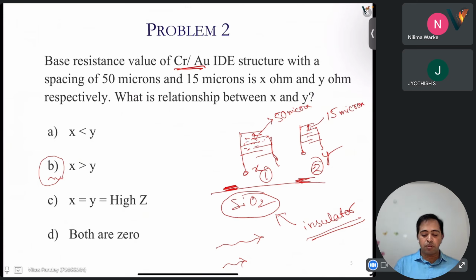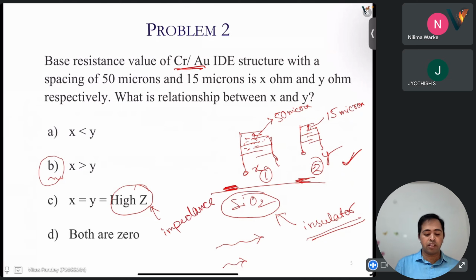That means there should be no current flowing between them, right? The resistance is very high, that means no current. Current is zero, right? And similarly for the second one also it is zero. So will there be any difference between the resistance? No, they are equal. But ideally, if you check, there will be a very slight difference, but they will approximately be in the same range, like mega ohm or giga ohm range. It is an insulator, so it will be high Z or high impedance.